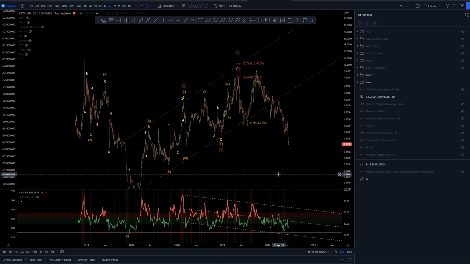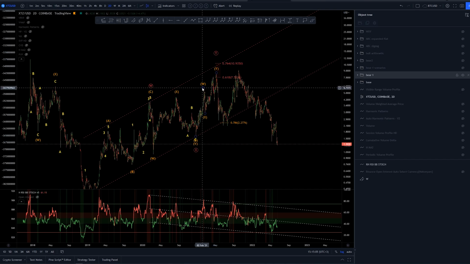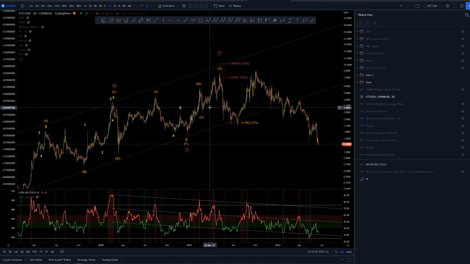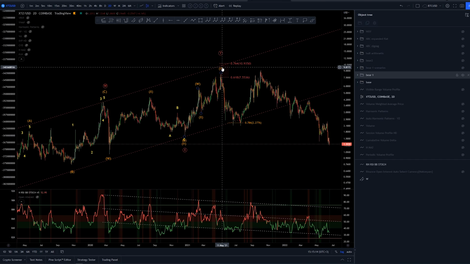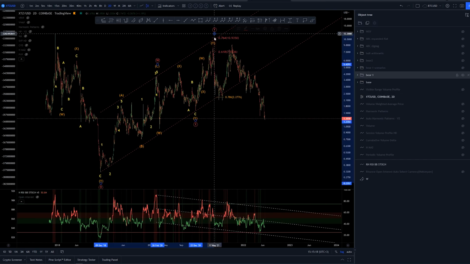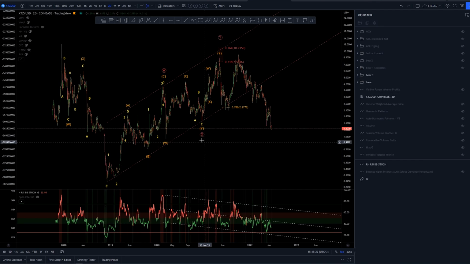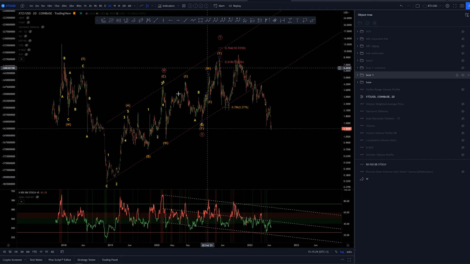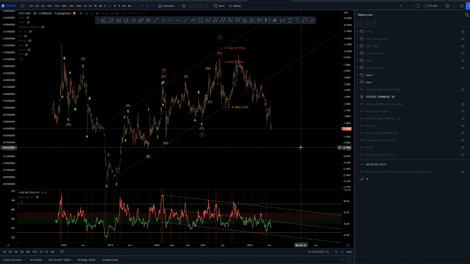Now here for the wave Y, we have the possibility of this being just a WXY. Same here, the last leg of wave Y looks like 3 waves, so that's why overall WXY and not an ABC. This would conclude our WXY up here, and after that the whole structure would be done, and then we would be starting another structure downwards.